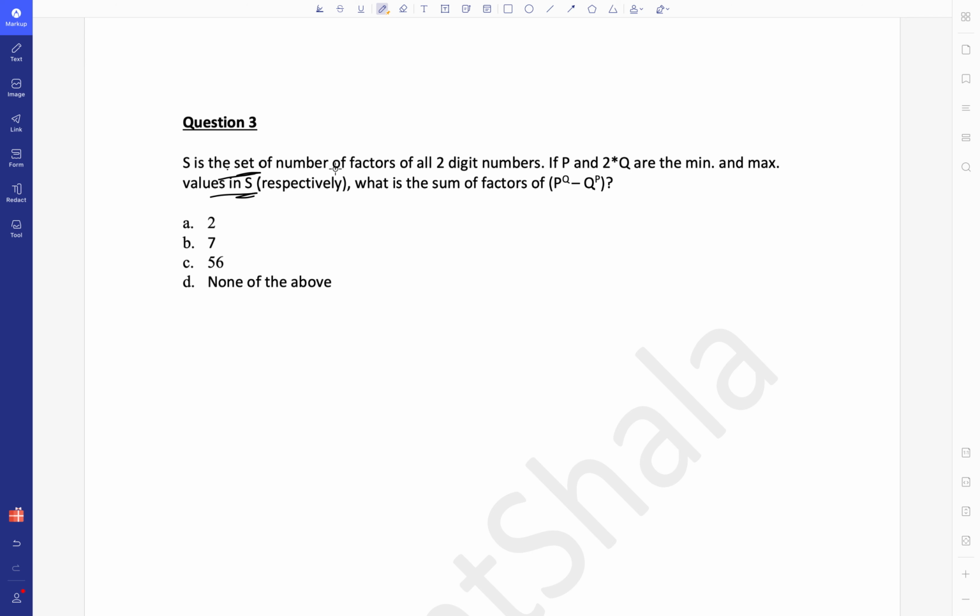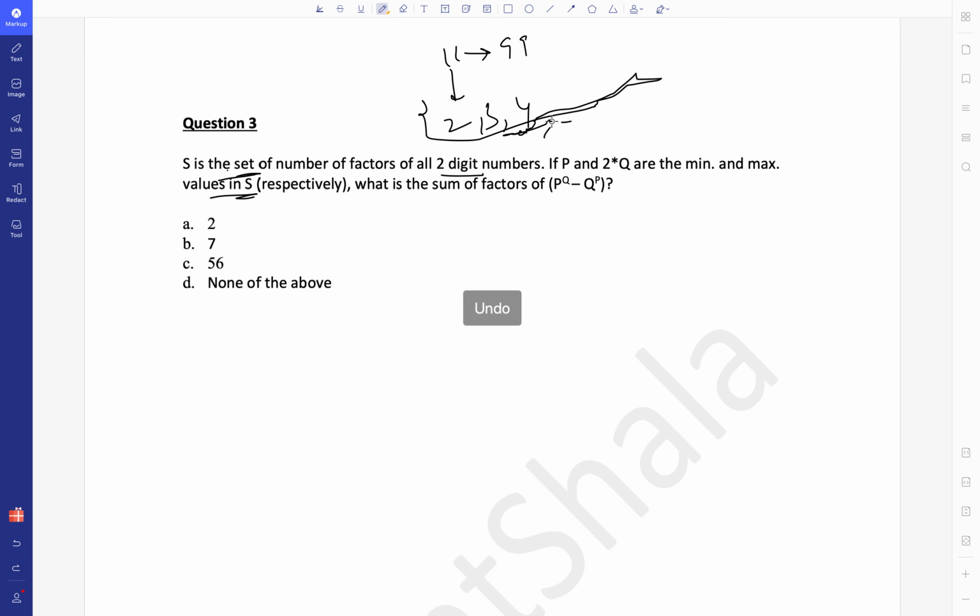So S is a set of number of factors for all 2-digit numbers. What are all 2-digit numbers? From 11 to 99. S is a set of number of factors of these numbers. So let's say 11, how many factors? 2 factors. And there are so many factors, right? Some other number might have 3 factors, some number might have 4 factors, and so on. So S is this set which tells you the number of factors that a 2-digit number can have.